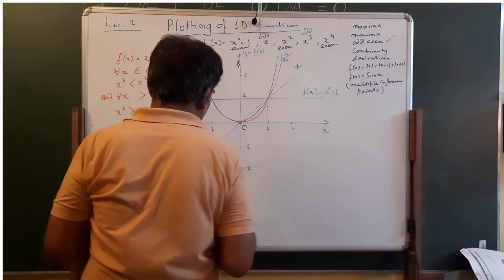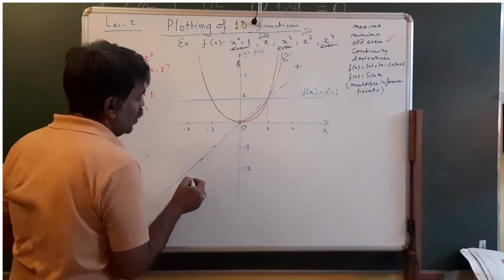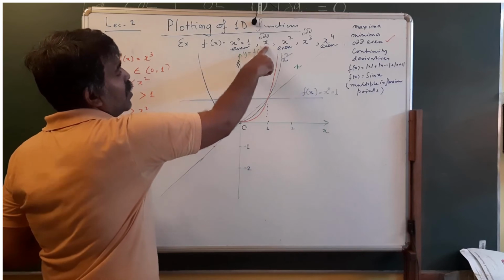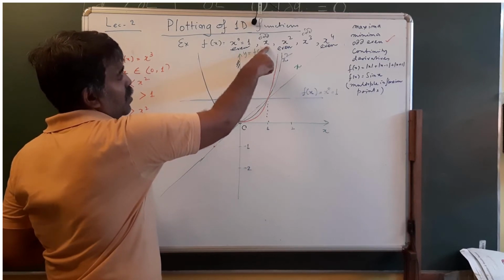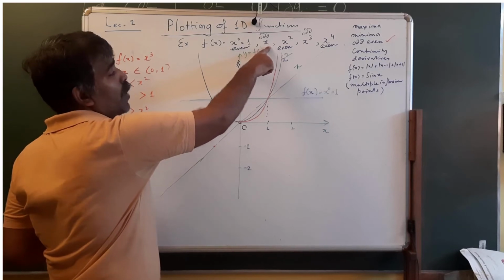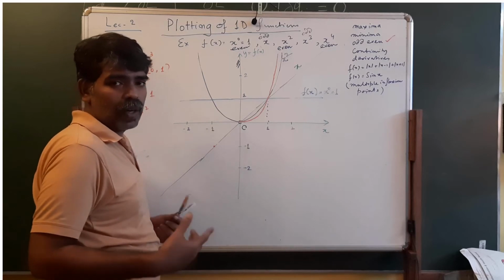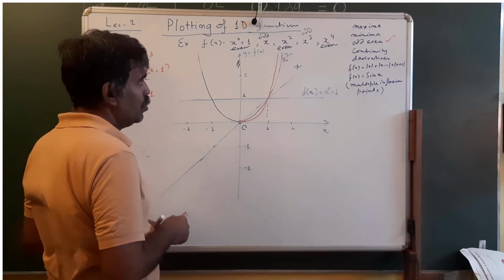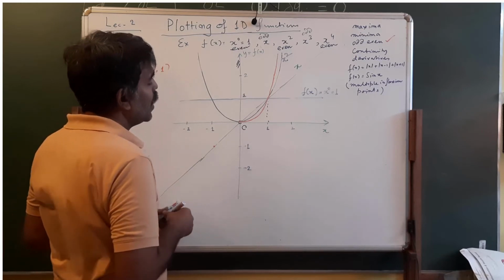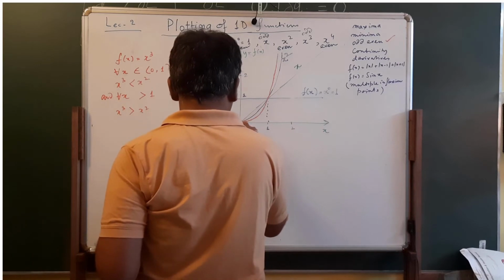Now let me mark this point f(x) equals -1, because that is also important in this case. For x equals -1, f(x) is also -1 when f(x) equals x, and x cubed is also -1 because (-1) cubed is -1 when f(x) equals x cubed. So this line, this red line will cut this line in the third quadrant.